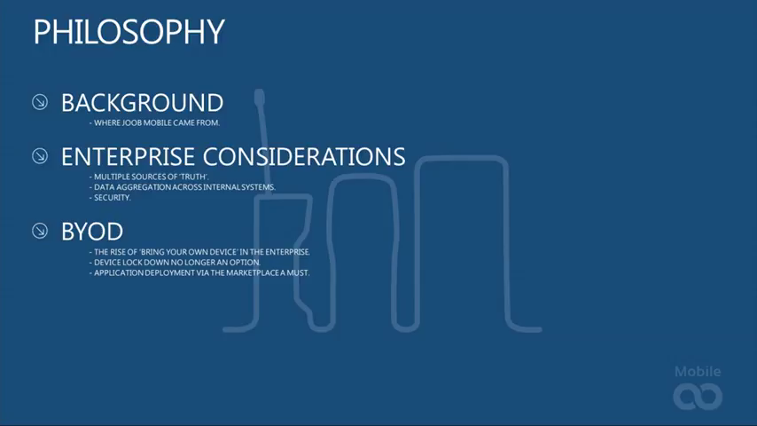Obviously there's a lot of considerations in the enterprise when implementing a middle tier solution. You've got multiple sources of truth. There's data aggregation across internal systems.